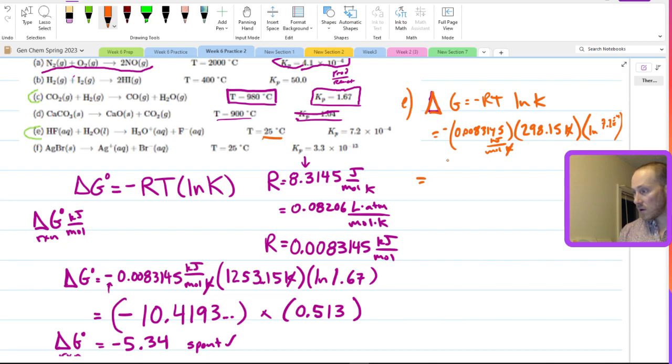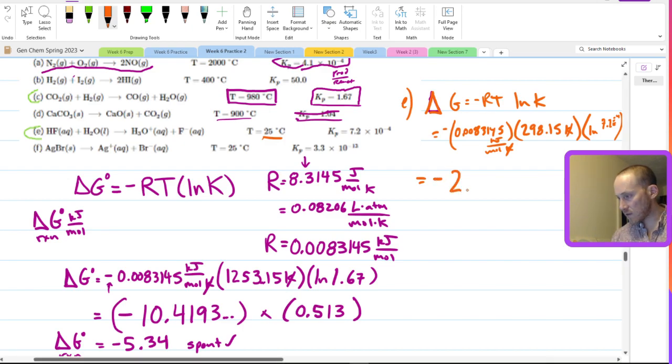Okay, so 0.008 times 298.15 was that 2.48. Got negative 2.48 basically. So that's a good one to remember because this particular RT is very common for these problems. A good thing to sort of just memorize approximately is that negative 2.48 kilojoules per mole is RT at 25 degrees Celsius.